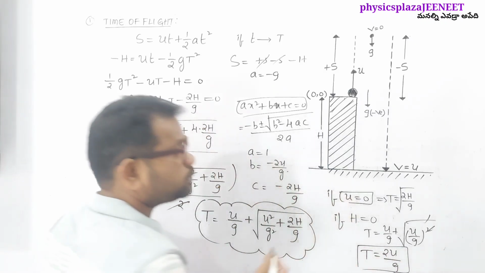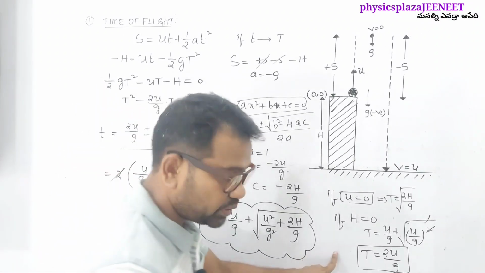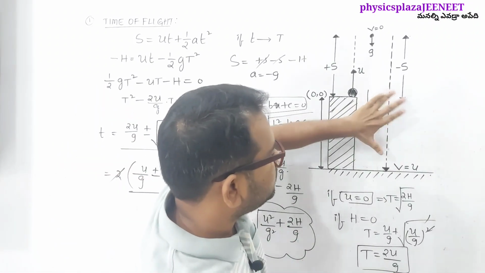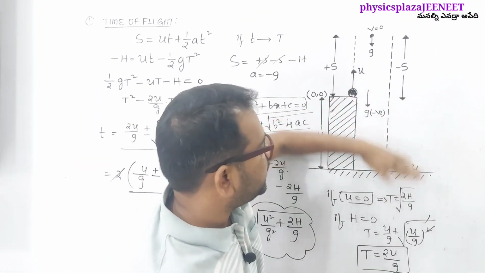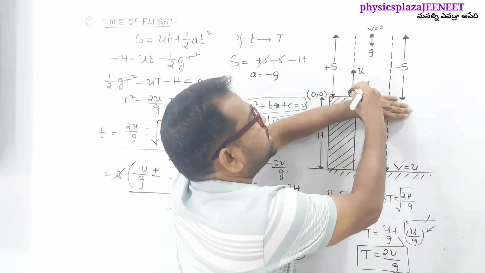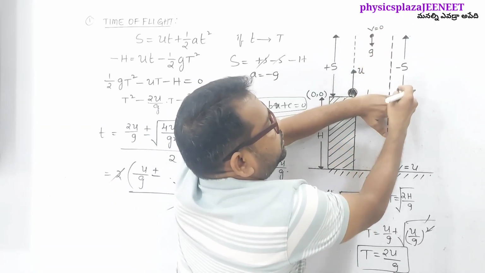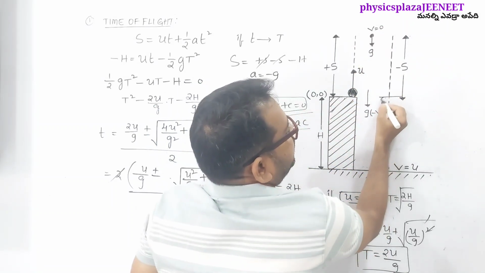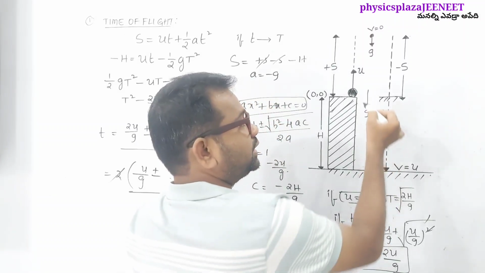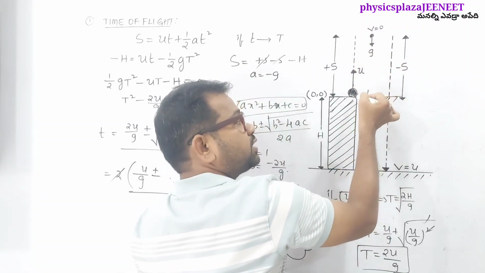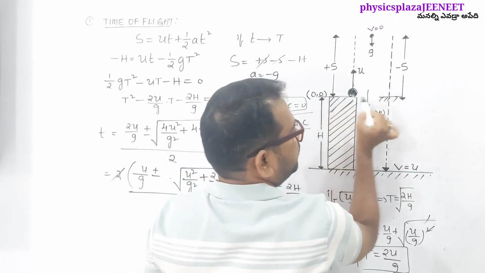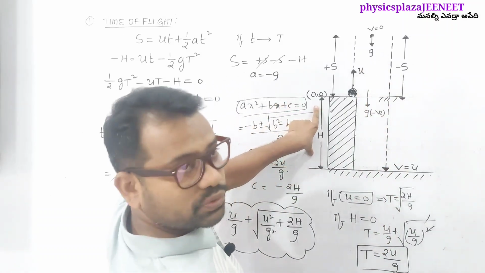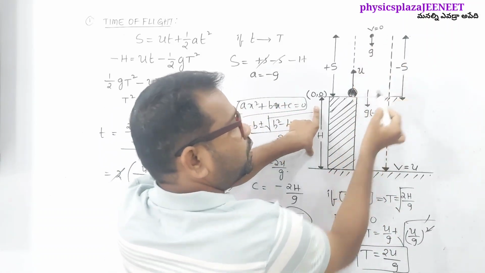Means maximum height. See, if h is 0, what does it mean? This place is not there. H is 0 means this is not there. Means the body is going up and coming back here. It is hitting here only. This is the second case, right? It is ground to ground. H value is 0 means simply it is ground to ground only.